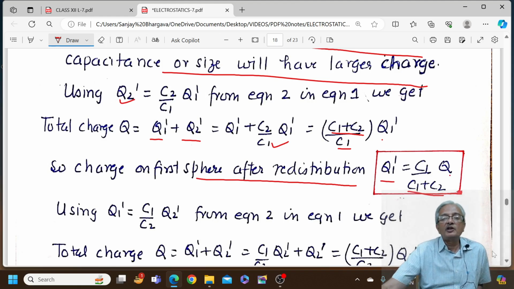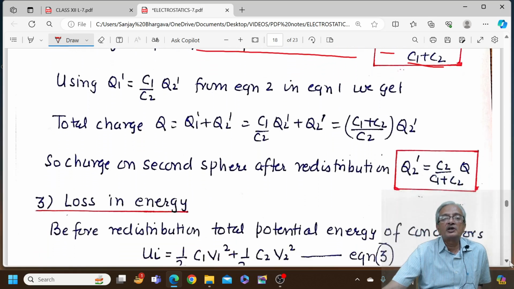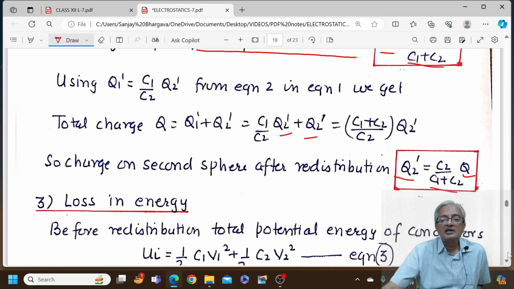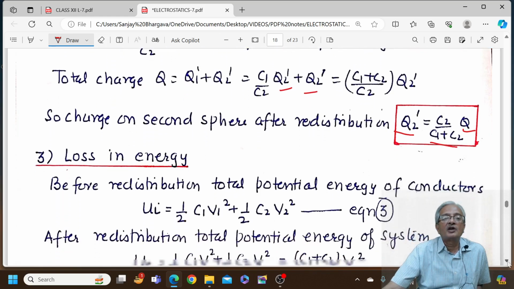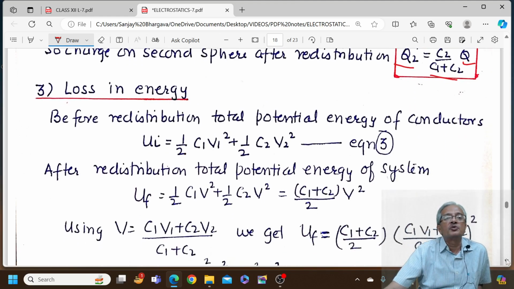Similarly, use the value of Q1 dash from equation number 2 and substitute in equation number 1. What do we get? Q would be equal to (C1 plus C2) upon C2 into Q2 dash, and then from here Q2 dash can be calculated as C2 upon (C1 plus C2) into Q. What does Q2 dash represent? It represents the charge that would be present on the second sphere after redistribution.